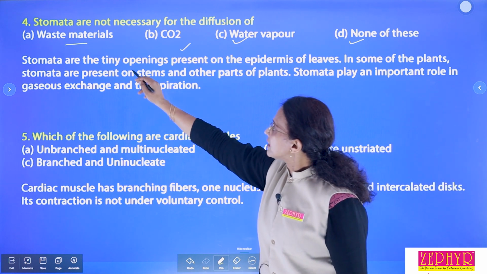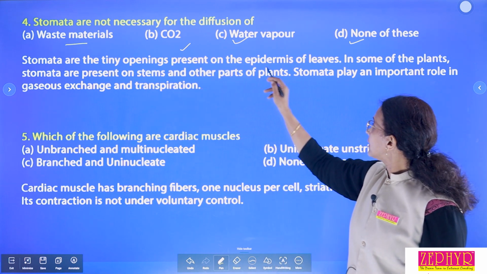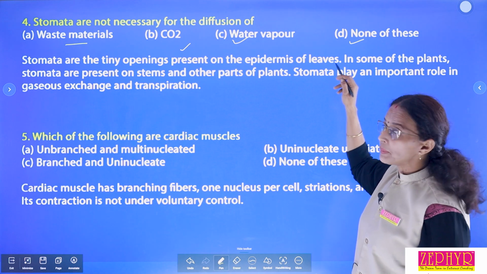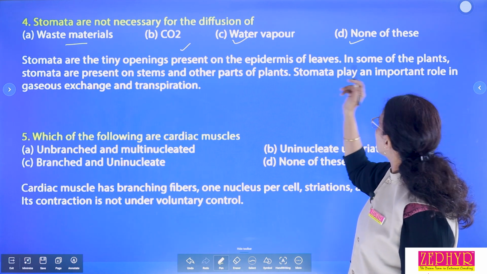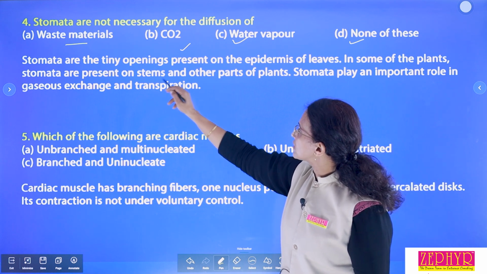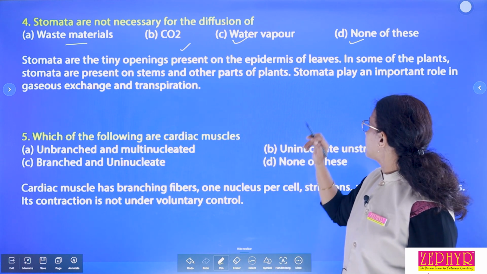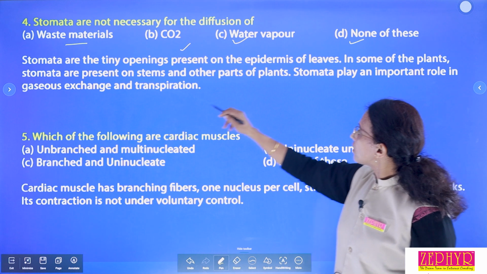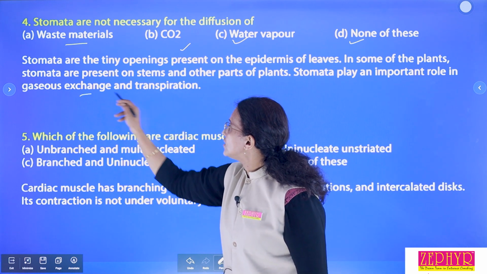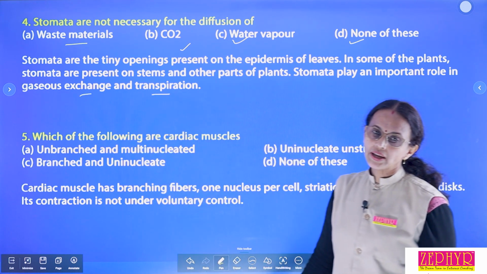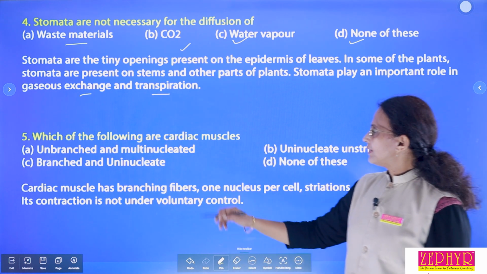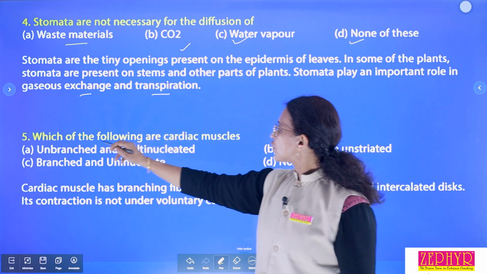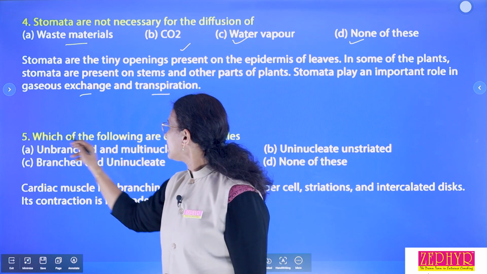Stomata are tiny openings present on the epidermis of leaves and also in the younger stem. In some plants, stomata are present on the stem and other parts of the plant. Stomata play an important role in gaseous exchange and transpiration. So, the correct answer is waste material. Then, next question. Which of the following is cardiac muscle?